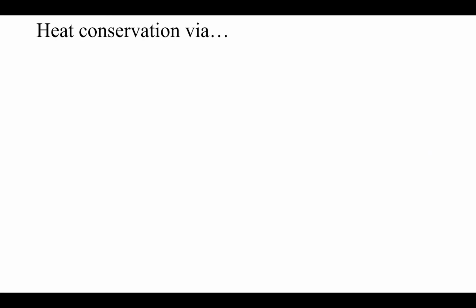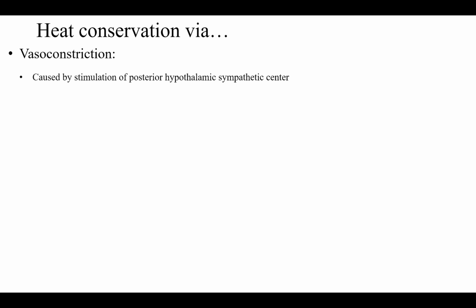So now we're going to talk about heat conservation in the body. How does the body conserve heat? One method is vasoconstriction. It is caused by stimulation of the posterior hypothalamic sympathetic center. You can recall that we talked about this, that cold stimulates the posterior hypothalamic sympathetic center, which stimulates heat generation.